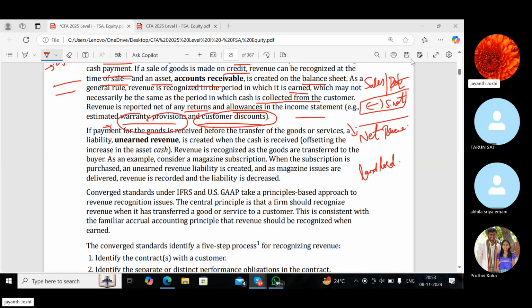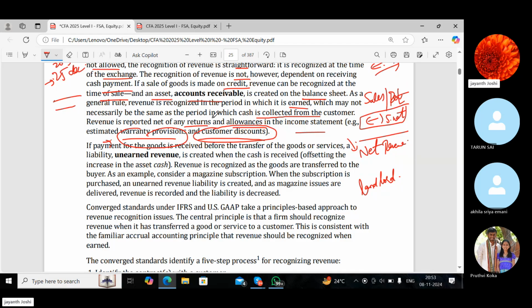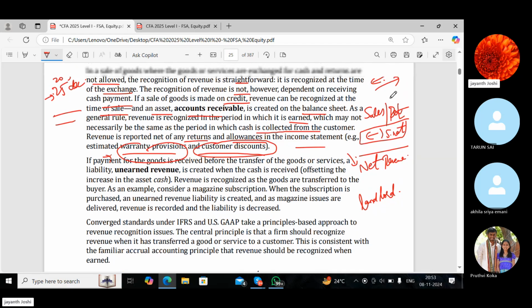Yes. So generally, whatever revenue you record in the books, you know that to reach profit, you have to deduct all the expenses, or match all the expenses with the revenue, to know the profit of the current period. So revenue is reported net of any returns and allowances in the income statement. You need to deduct all this also to show your net revenue. Fine.